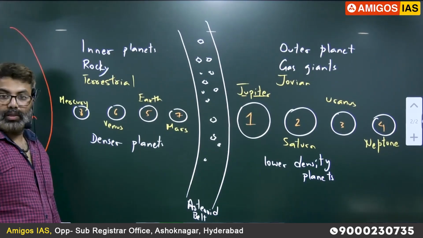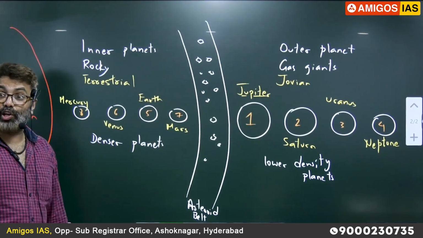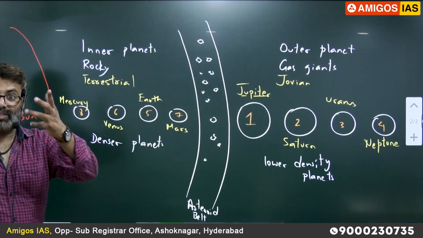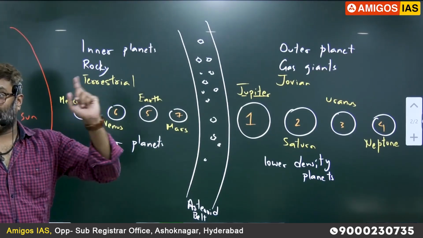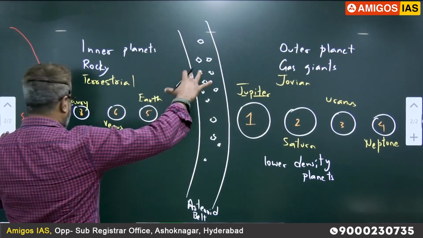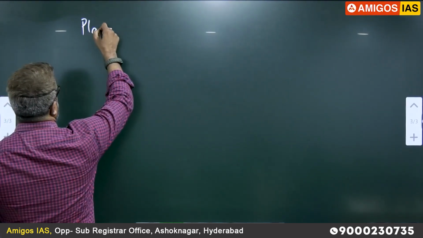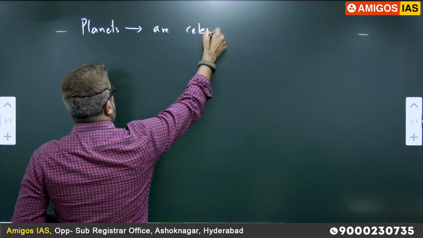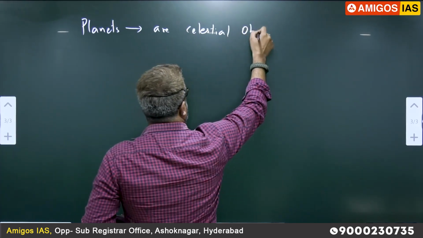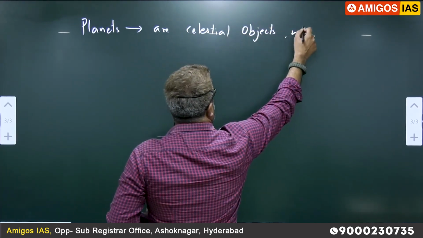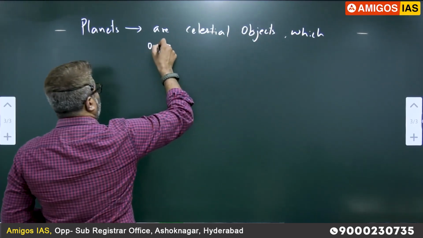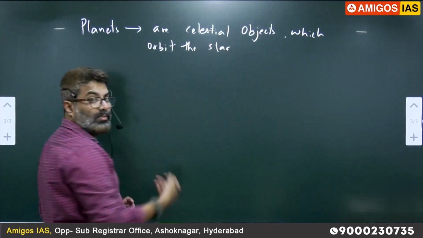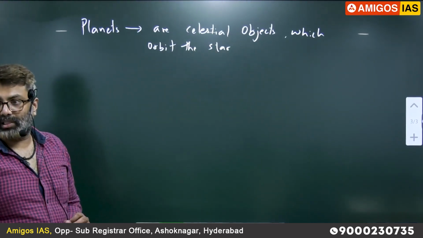Okay. So what are planets? Planets are celestial objects which orbit a star. You saw the video. Please write the next sentence. We'll come back to this. First we'll discuss planets. Planets are celestial objects which orbit the star. In our case, the sun. Correct? In our case, it is the sun.